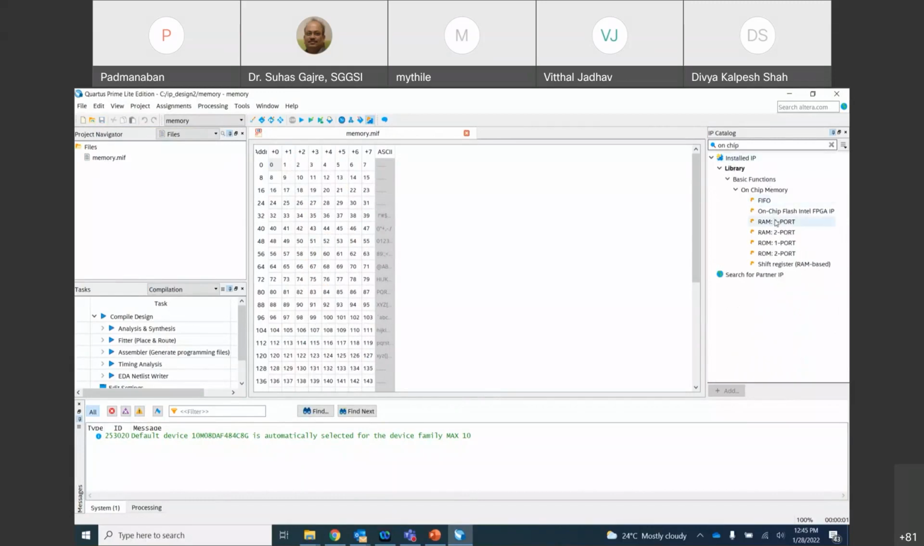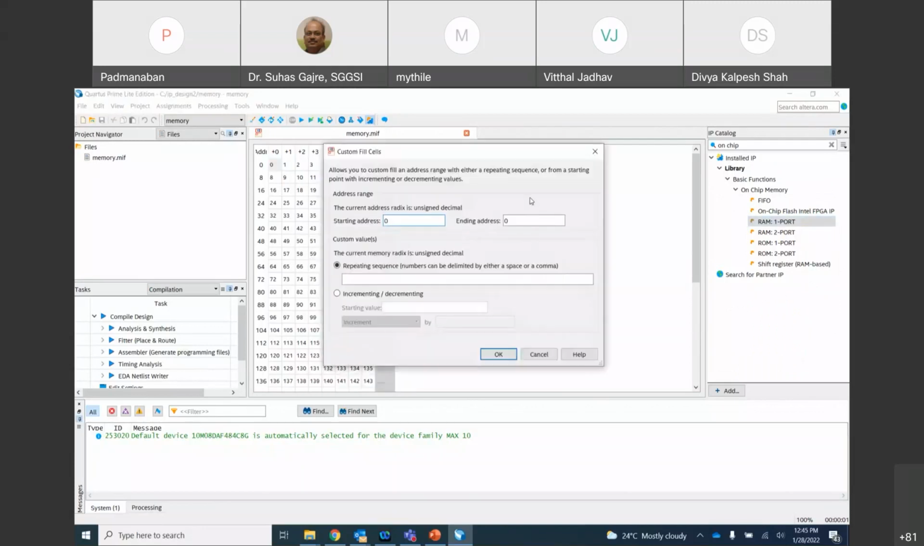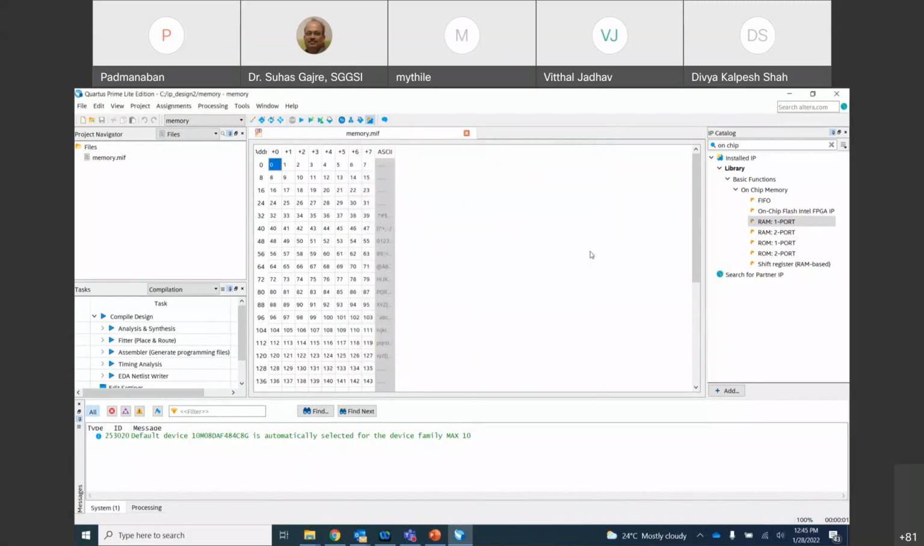Padmanaban: Instead of saying ascending or descending, can we also initialize it with the numbers which we want? Yeah, definitely, it is possible. This is a custom fill, so you can provide whatever details you want. You can provide a repeating sequence of numbers also, or instead of a repeating sequence, you can have your own sequence. Definitely. This will help you to autofill because your memory size may be large. If it is very small and you want to custom fill, yes, you can. But if it is a larger memory and you want to verify, it is easy to use this process.